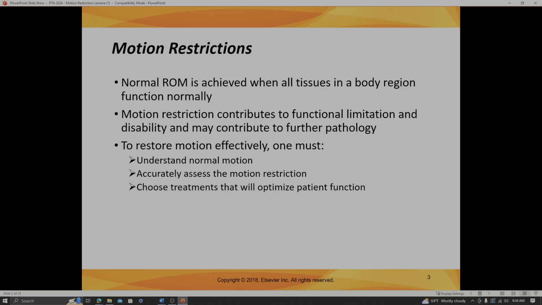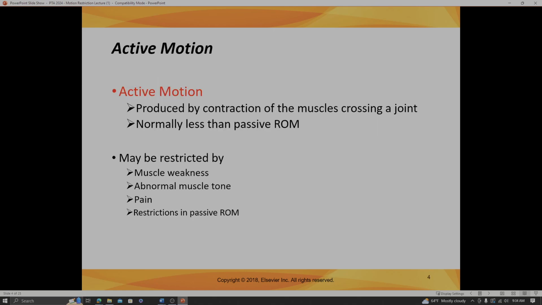So, in order to restore motion, we have to understand the normal motion, so know your normal ranges. Go back and review all those. You have to assess the motion restriction, figure out what's causing this restriction. We talked about that in class. And then you have to choose the right treatments that are going to optimize the patient function. So, what is the patient capable of doing? Where are the restrictions located, not just numerically in terms of goniometric value, but also what structures are involved, interarticular, extra-articular, and then comparing those to the normal motions to figure out where we need to go from here.